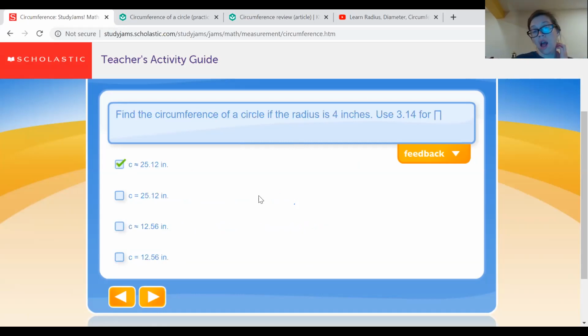And then our last question, question 6, find the circumference of a circle if the radius is 4 inches. That should be circumference is approximately equal to 25.12 inches. All right, so hopefully you did pretty well with those questions. So we are going to move on and go back to our PowerPoint for a little bit.